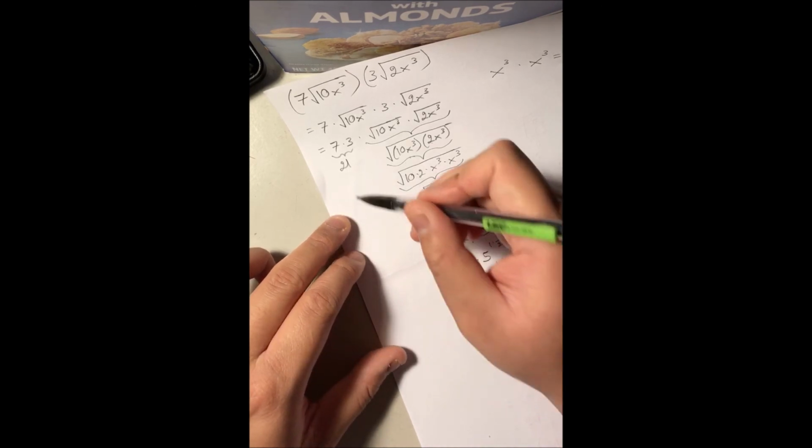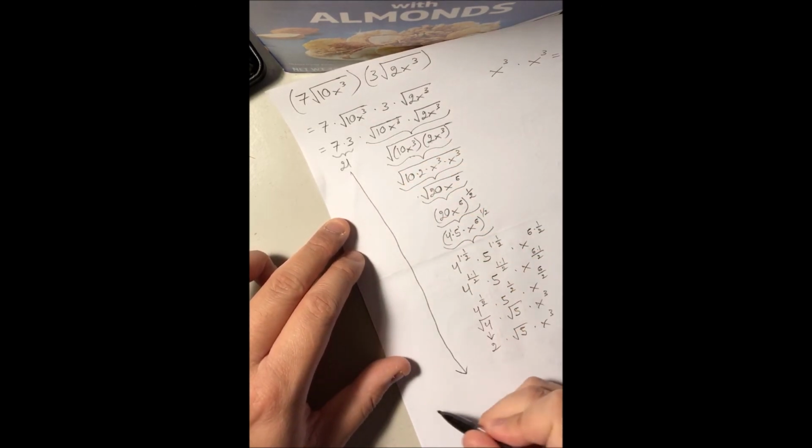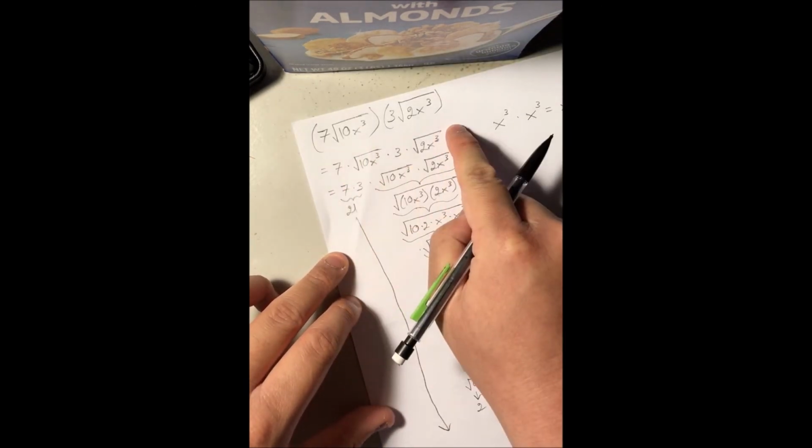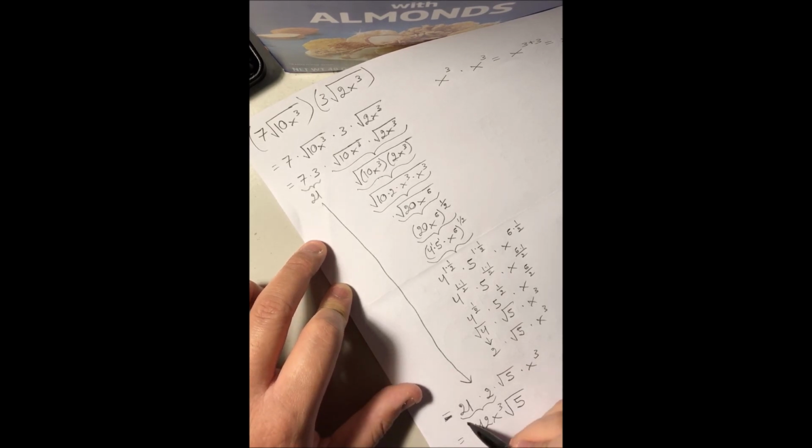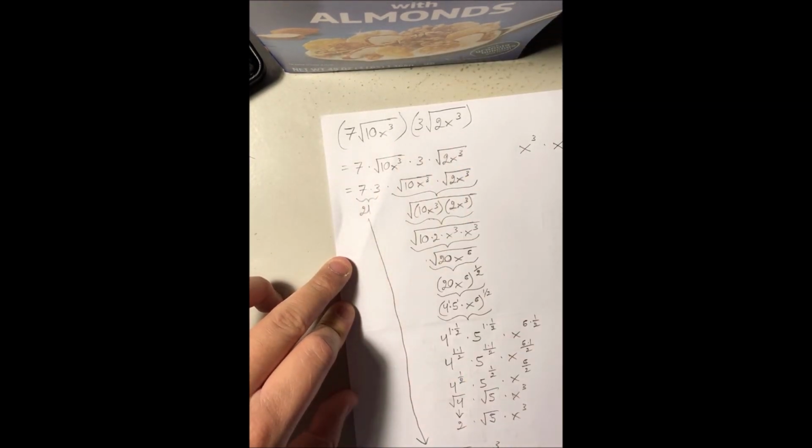bringing the 21 on top that we have right here, this whole expression is now equal to 21 multiplying 2 multiplying the square root of 5 multiplying x cubed. Multiplying 21 and 2 together and rearranging the terms, we have 21 times 2, which is 42, bringing the x to the third to the front with the 42, and keeping the square root of 5. And this is the simplified form of the original expression, okay?